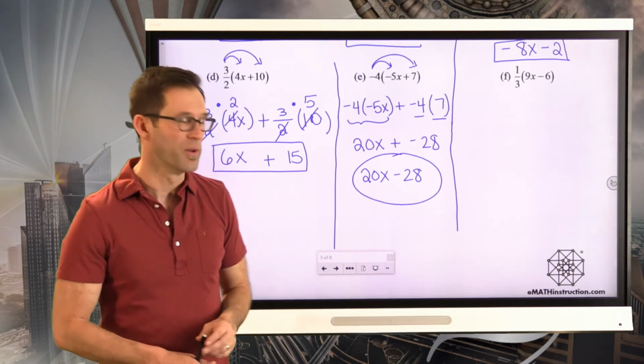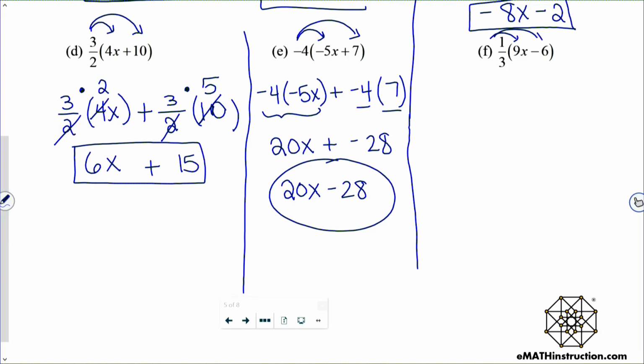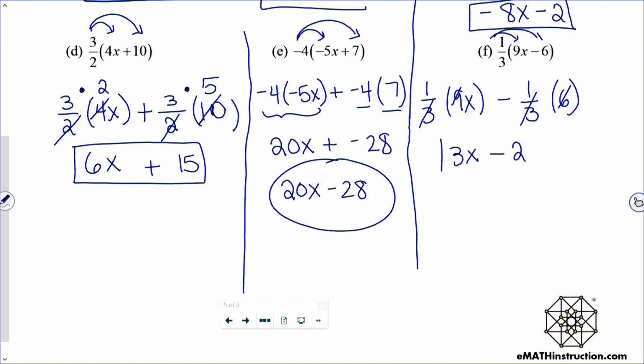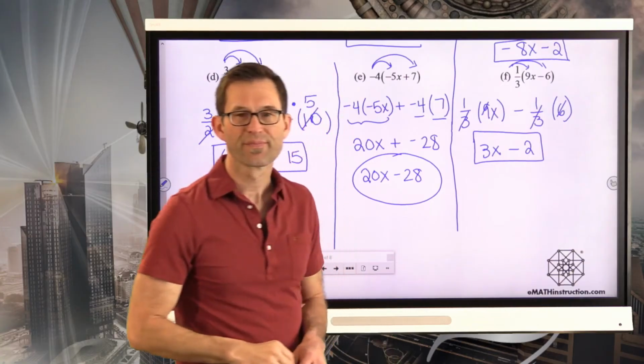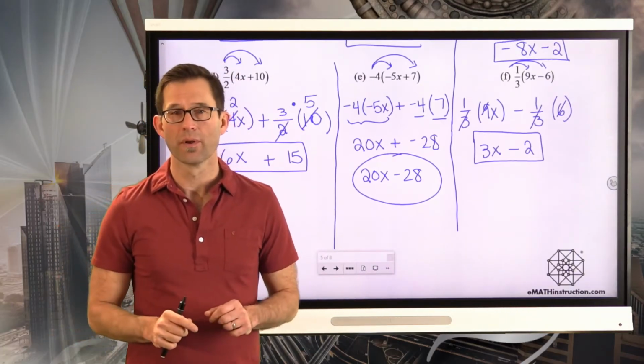All right, let's go through it. So I'm going to distribute the multiplication by 1/3. So we're going to get 1/3 times 9x minus 1/3 times 6. 1/3 of 9 is 3, and 1/3 of 6 is 2. So simply 3x minus 2. All right, easy enough. Really, really critical to get good at the distributive property.